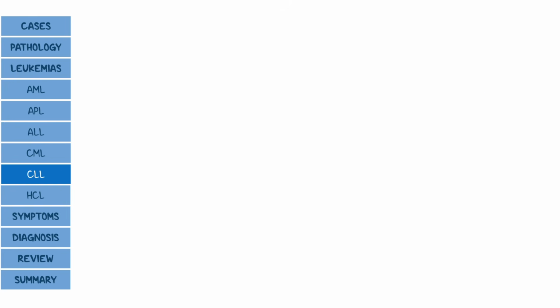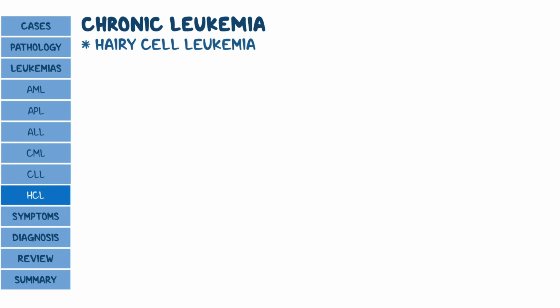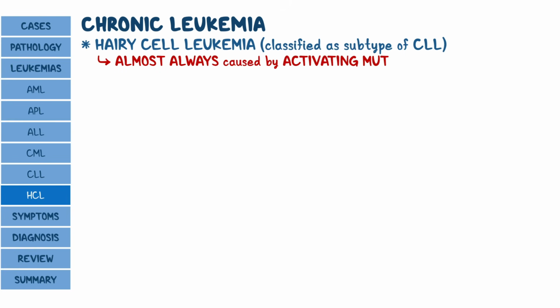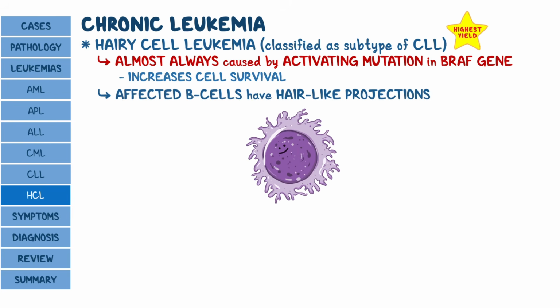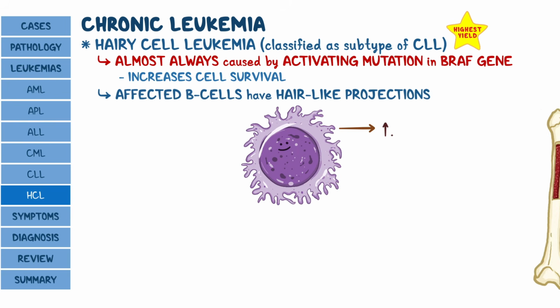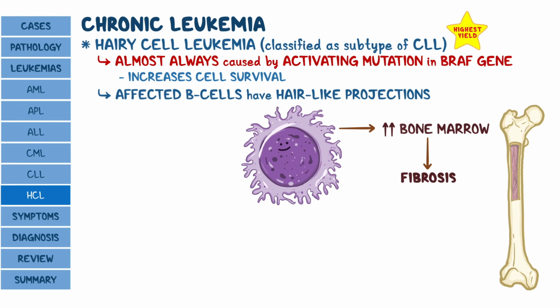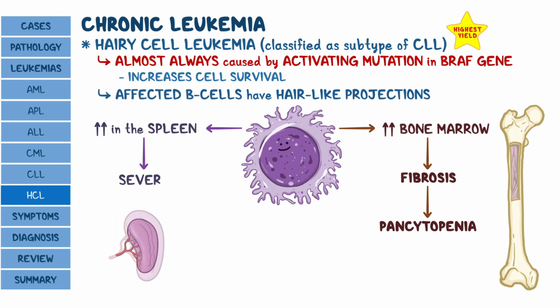Finally, there's a special but rare type of chronic leukemia called hairy cell leukemia, which is sometimes also classified as a subtype of CLL. It's almost always caused by an activating mutation in the BRAF gene, which increases cell survival. The affected B cells have hair-like projections, giving them a fuzzy appearance. They typically build up in the bone marrow, causing fibrosis that results in pancytopenia, and they're also found in large quantities in the spleen, leading to severe splenomegaly.